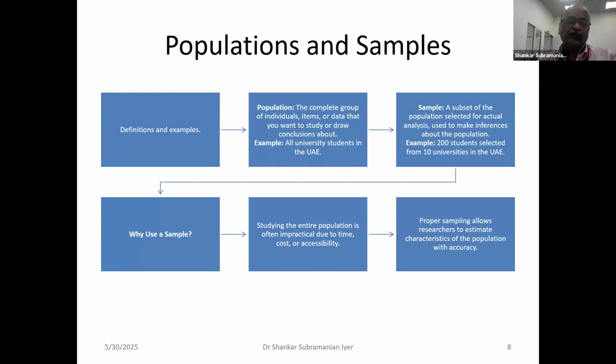Studying the entire population is often impractical due to time, cost, or accessibility. Proper sampling allows researchers to estimate characteristics of the population with accuracy, because it's proven statistically, and we have formulas by which the sample size can be calculated.